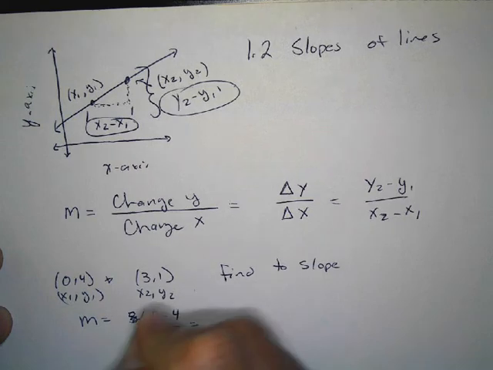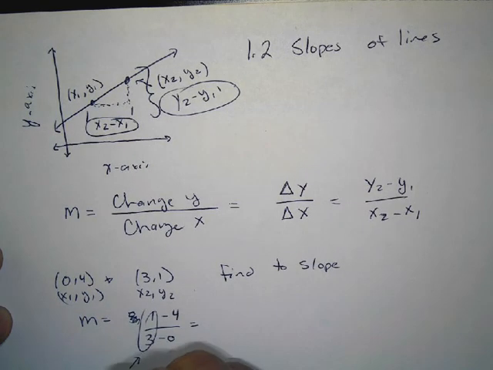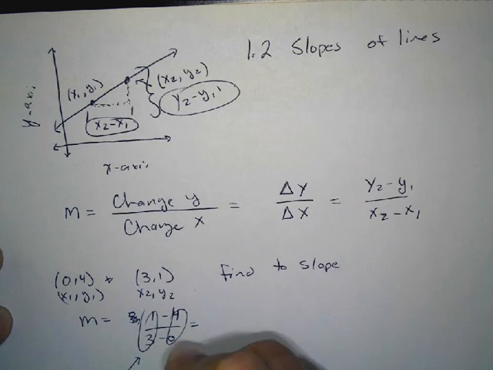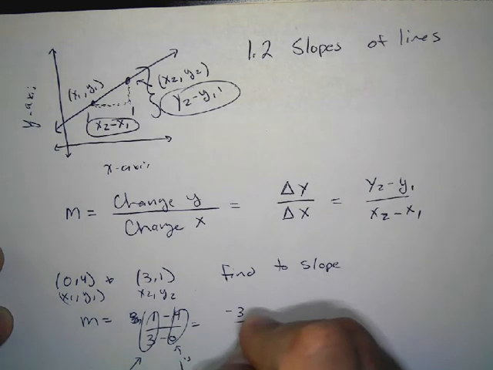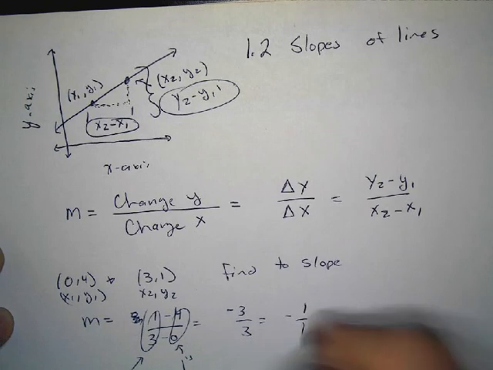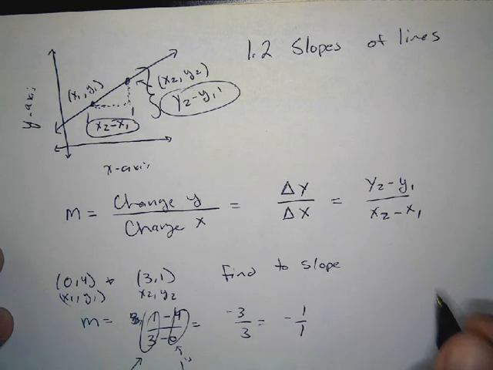And notice right here, these guys were the 2's, these guys were the 1's, and they're paired up. So I have negative 3 over 3, which is equal to negative 1 over 1. So that means my rise and my run is negative 1 over 1. So the slope is negative 1.